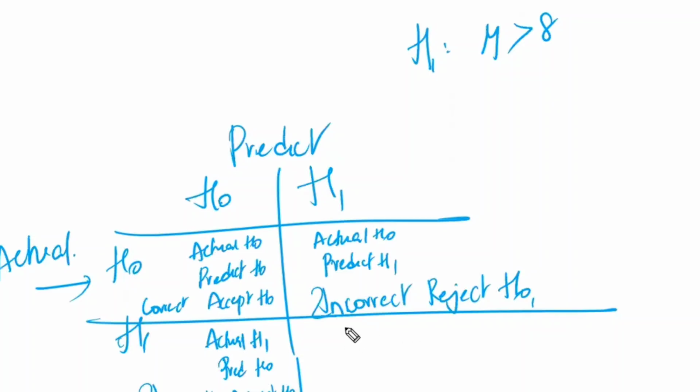Next, this cell belongs to actual H1 and predicted also H1. Now, you are predicting correctly. H1 you are predicting, means rejecting the H0. Means here in this case, what is the H0? The services that they're providing less than 8 minutes only. They're providing less than 8 minutes and you are also predicting less than 8 minutes.